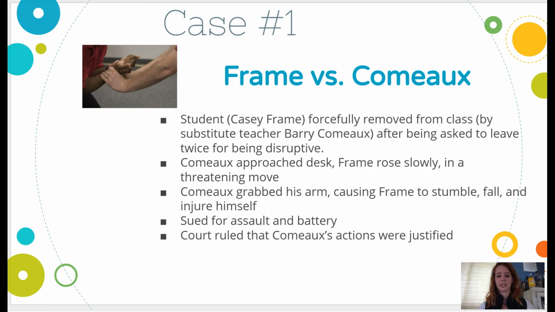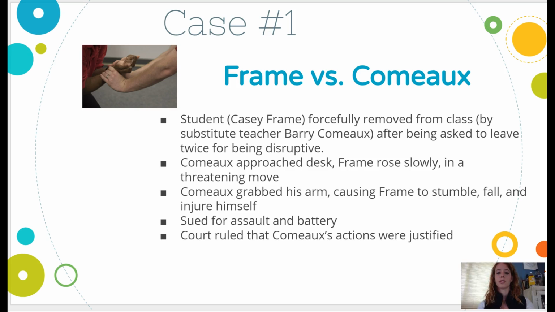Of my five cases, the first one is Frame versus Como. In Frame versus Como, a student named Casey Frame was forcefully removed from the class, or someone tried to forcefully remove him, by a substitute teacher named Barry Como. He was asked to leave twice for being disruptive during a spelling test. Como approached the desk. Frame rose slowly in a threatening manner, which caused Como to grab Frame's arm, and then he stumbled, fell, and injured himself.